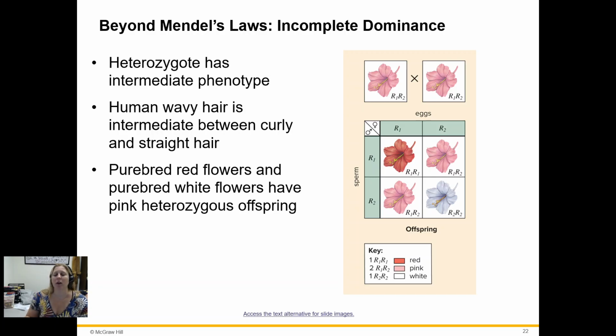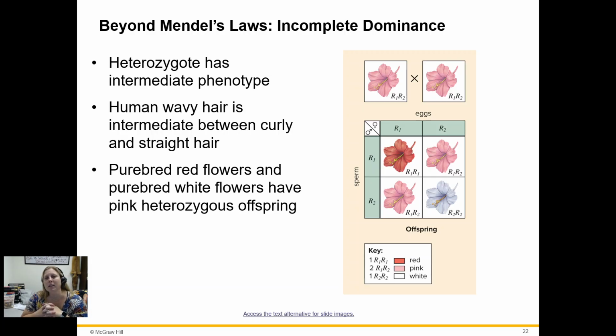So let's talk about a couple of ways that what we know today has kind of gone beyond what Mendel was studying and understood in the 1860s. Okay, that was a long time ago. So, one of the ways that we see this is something called incomplete dominance. This is also known as blending, and I think incomplete dominance makes sense.